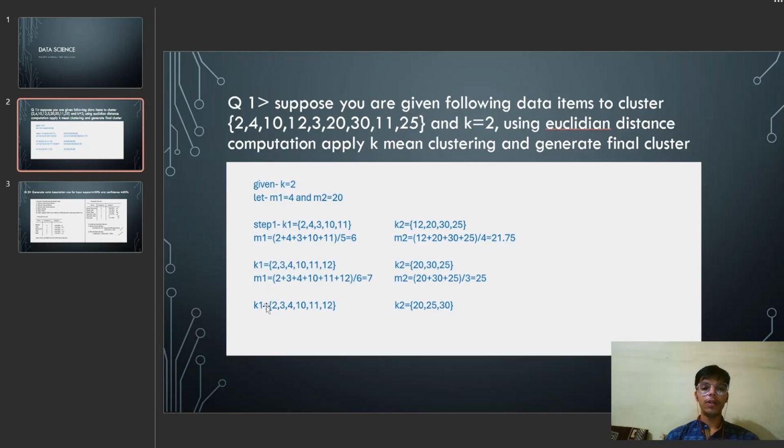So the final clusters we have are: our first cluster is 2, 3, 4, 10, 11, 12, and the second cluster is 20, 25, and 30. Now let's head to the second question.